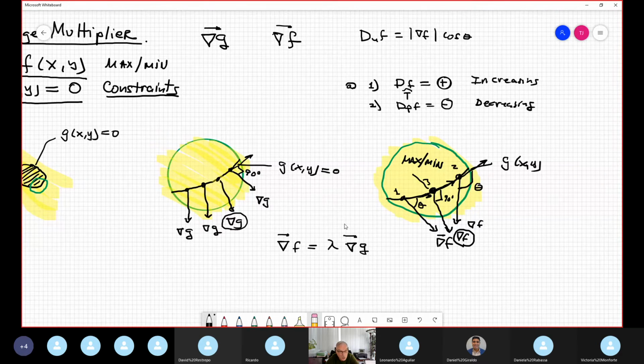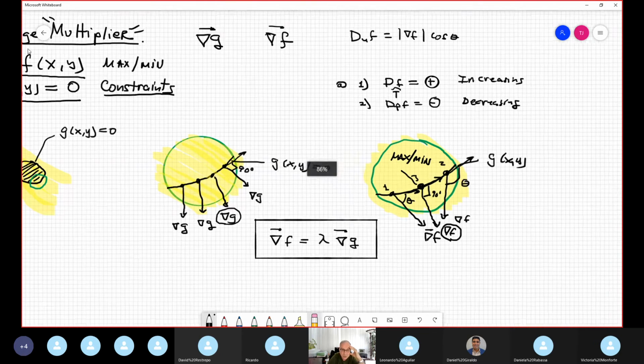Lagrange called it lambda, and lambda is a multiplier. It's a number. A lambda or K or C, it's a number. Okay, so this is the idea, the big idea for the Lagrange multiplier. How do you translate this into one acceptable language? Well, okay.